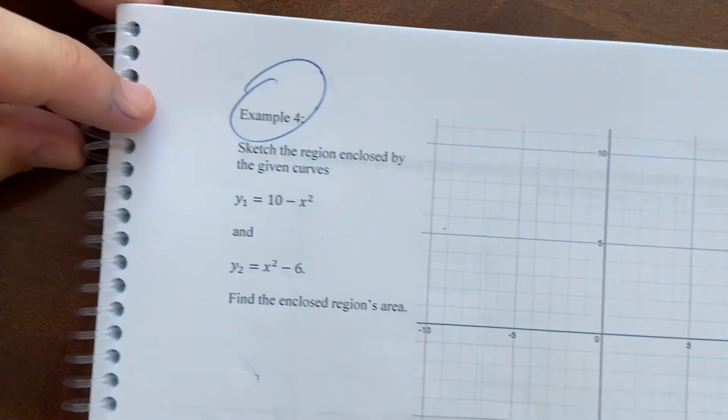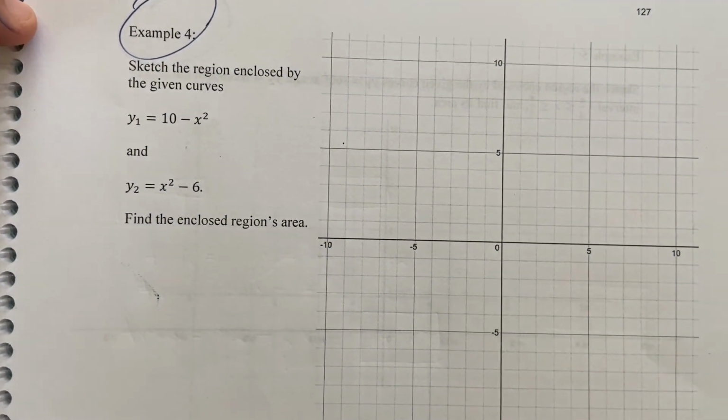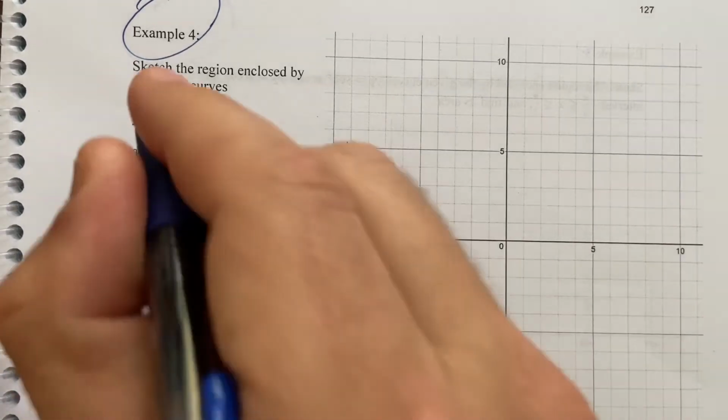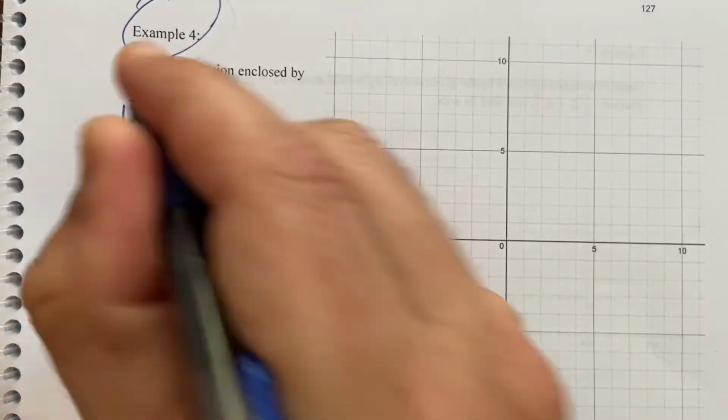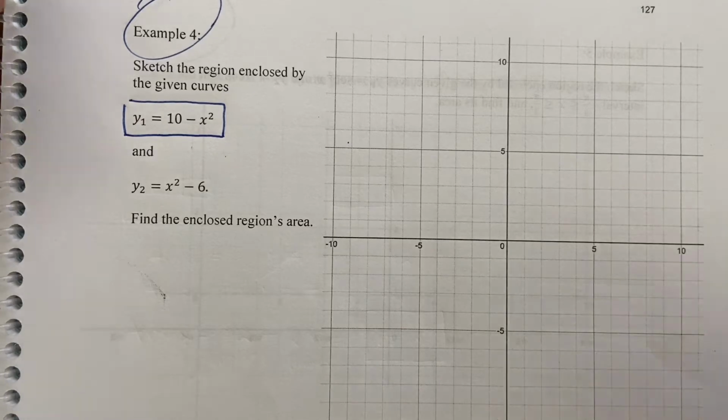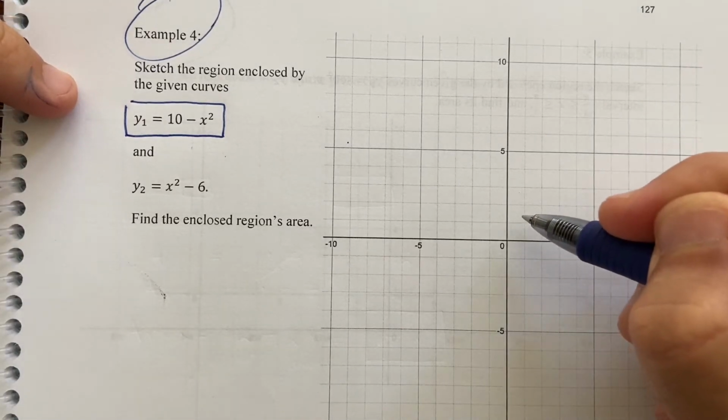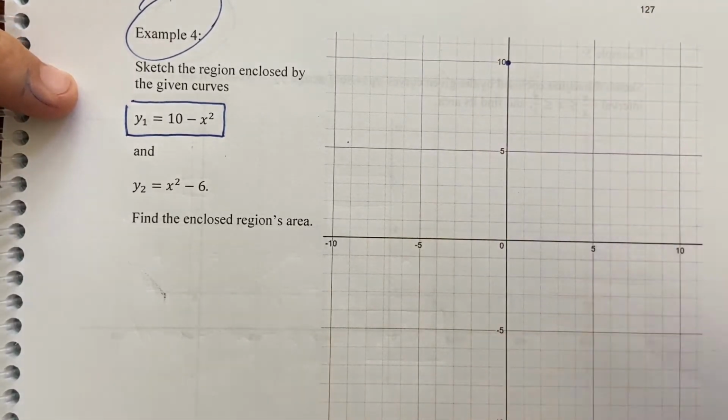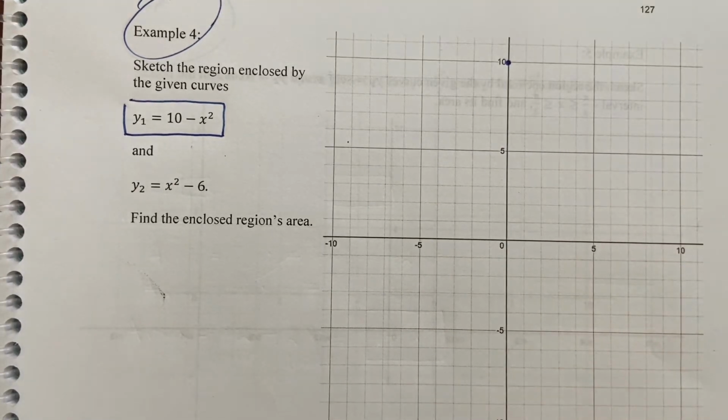Okay. Let's try another one. So sketch the curves. I'll go ahead and do that. So for y1, we would have a y-intercept of 10, and then this thing is going to open down. Just some quick math, it'll have x-intercepts of root 10 and negative root 10. That's going to be a little bit more than 3 and a little bit more than negative 3.